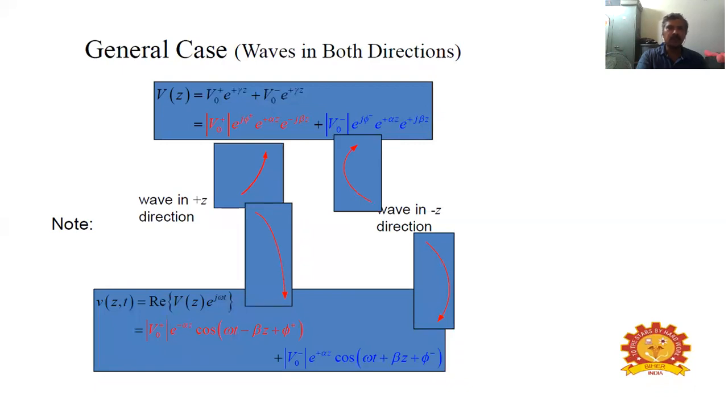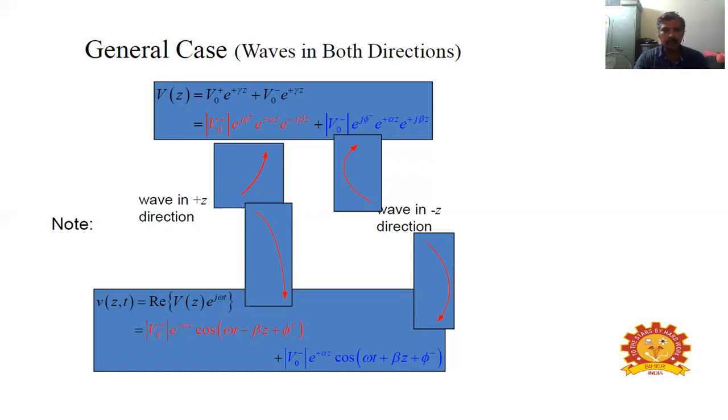Now you have waves in both directions, that is, waves traveling in the positive direction of Z as well as waves traveling in the negative direction of Z. For that, we have V of Z is equal to V0 plus into e power plus gamma Z plus V0 minus into e power plus gamma Z. This can be further written as V of Z is equal to modulus of V0 plus into e power j phi plus into e power plus alpha Z into e power minus j beta Z, plus modulus of V0 minus into e power j phi minus into e power plus alpha Z into e power plus j beta Z.